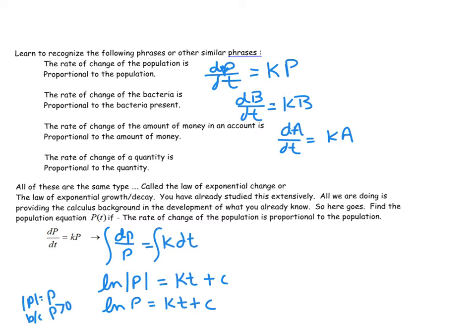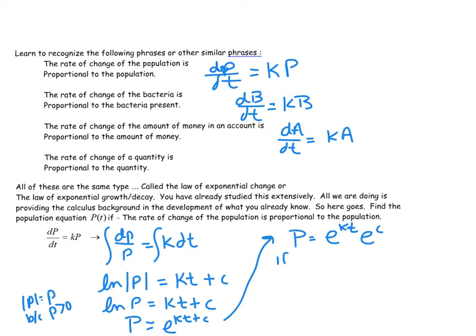Now we want to solve for P. So what would P equal? Well, this is log base e, so P is going to equal e to the kt plus C. And from there, we can say that P is going to equal e to the kt times e to the C, because with the same base, you'd be adding the exponents. So those are equal. We're kind of going backwards.